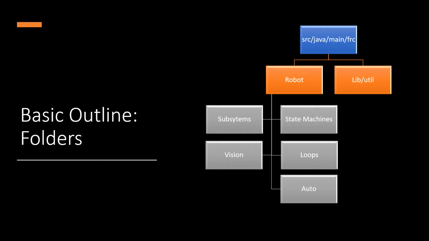Then we have the vision folder. This contains all the classes we need to connect and talk to the Limelight. A loops folder manages all of the looping and threading done in our program. So all of the subsystems usually run on their own thread. This loops folder helps to handle that. Then we have our auto folder, and this contains all of the stuff that we need to run our auto program.